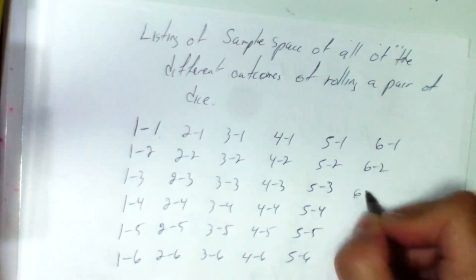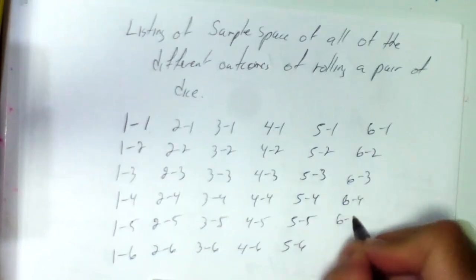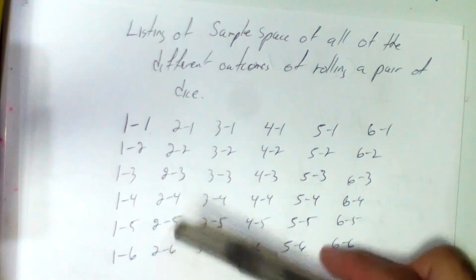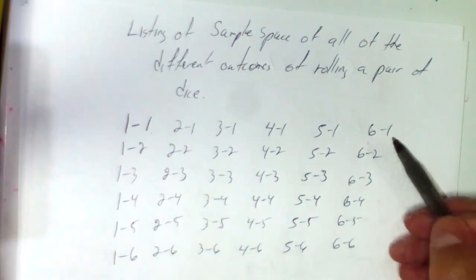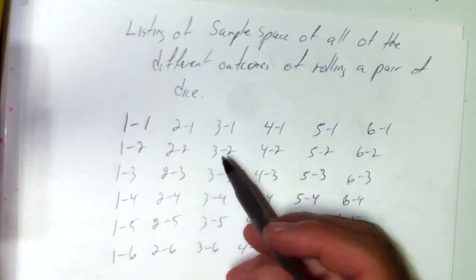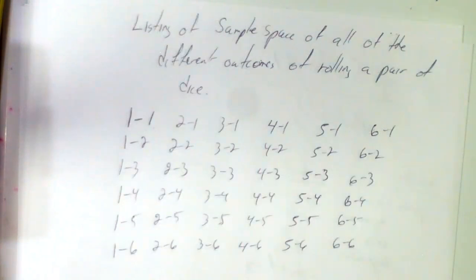6-2, 6-3, 6-4, 6-5, and a 6-6. Left is ivory, brown is right. So these are all the different possibilities that can occur when you roll a pair of dice. Let's see if I can get a 7. Ah, I got 6. I better not go to Las Vegas.